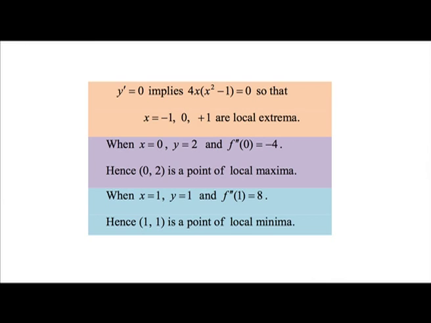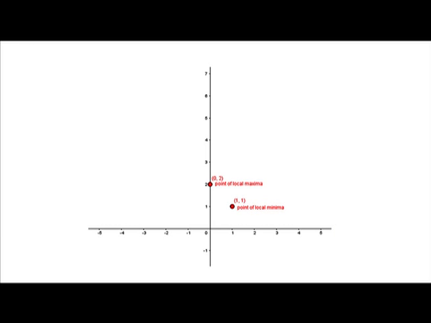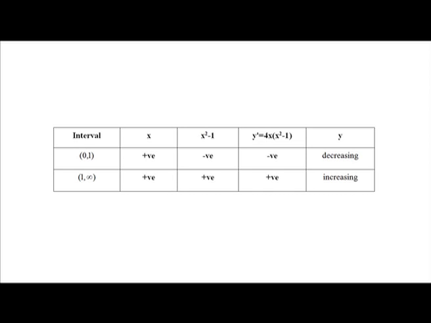When x is equal to 1, y is equal to 1 and f double dash of 1 is equal to 8. Hence, 1, 1 is a point of local minima. We shall now analyze the rise and fall of the curves in the interval 0, 1 and 1, infinity. In the interval 0, 1, x is positive, x square minus 1 is negative, and hence y dash is equal to 4x into x square minus 1 is negative. Thus, y is decreasing. In the interval 1 to infinity, x is positive, x square minus 1 is positive. So, y dash is equal to 4x into x square minus 1 is positive.